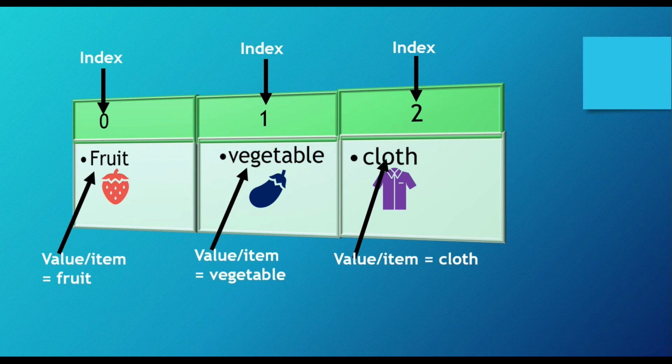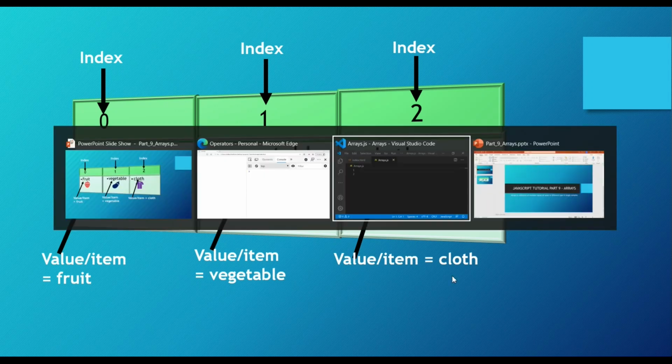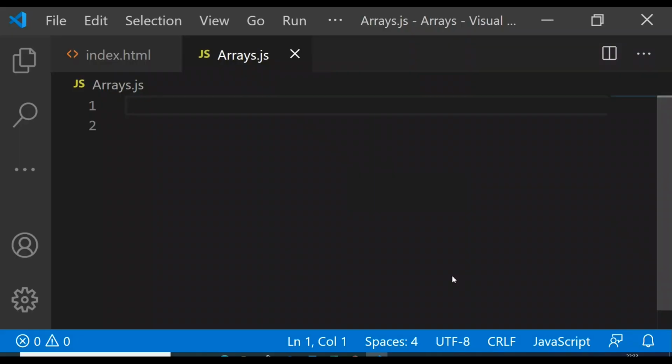So arrays are used for the collection of multiple items which may or may not be the same type of values, and we can store them in an array. So let's see one example of how to create arrays in JavaScript.